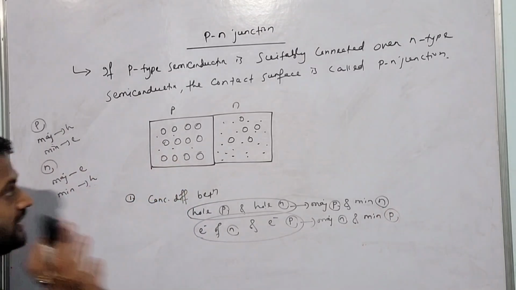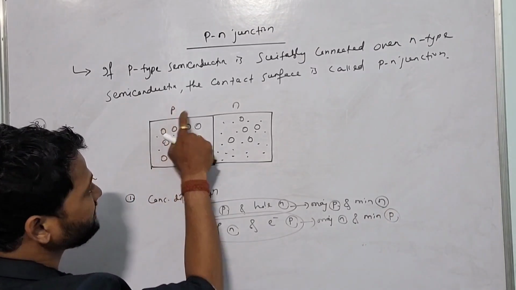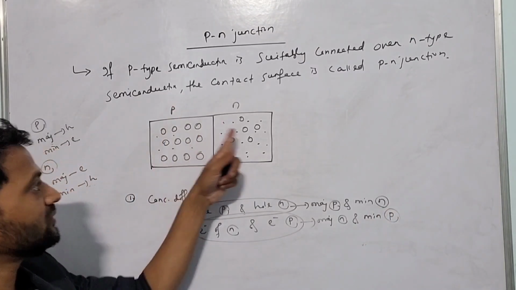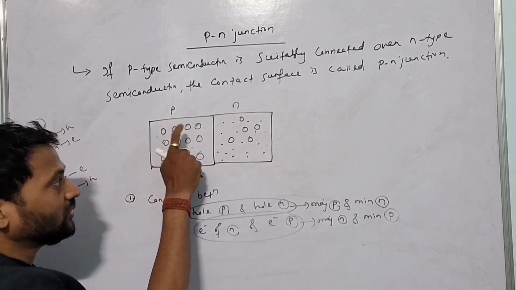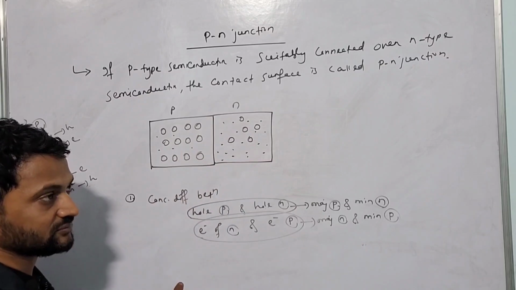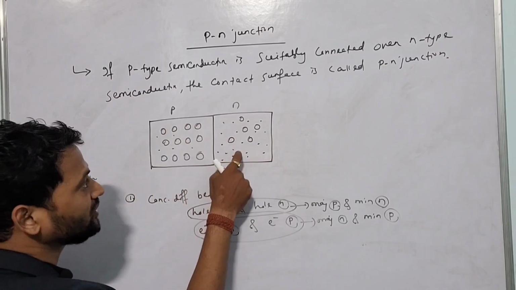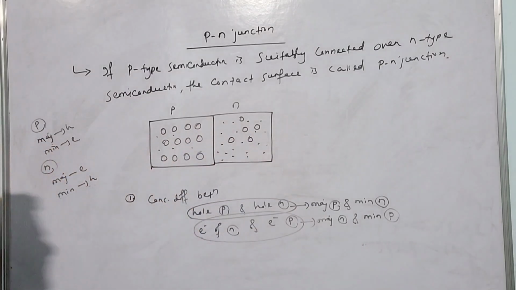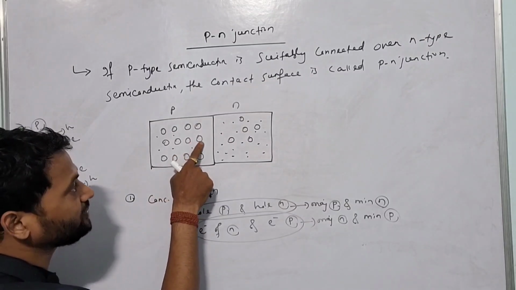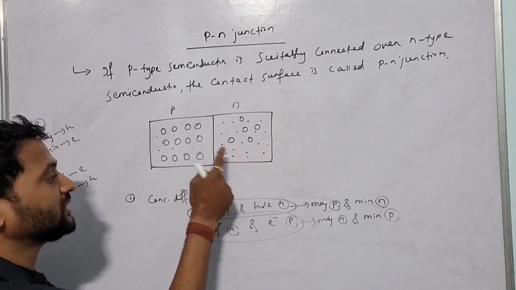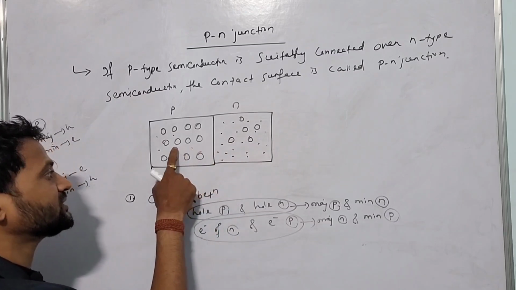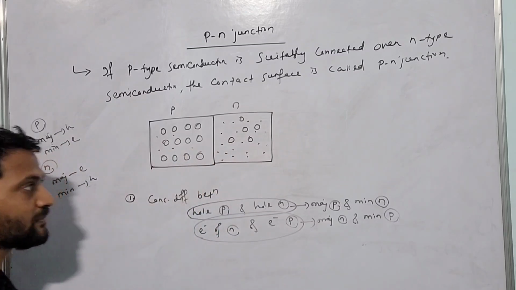The most important point. Again, I repeat, when p-type semiconductor is suitably connected over n-type semiconductor, there will be a concentration difference between hole of P and hole of N and electron of N and electron of P. Or you can say majority charge carrier of P and minority of N, and majority charge carrier of N and minority charge carrier of P.